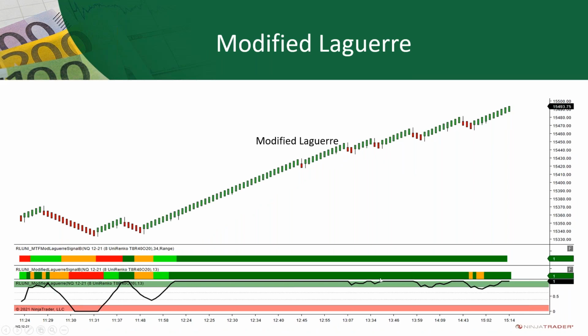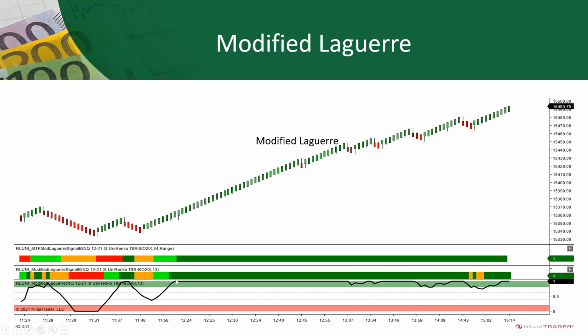So the bottom line here is the modified LIQUIDITY. When it crosses below 20, this will turn red. When it crosses above and sloping up, it will be lime green. When it crosses above 80, it will turn dark green. And when it crosses below and sloping down, it will be orange.